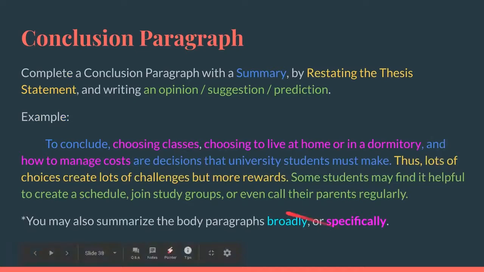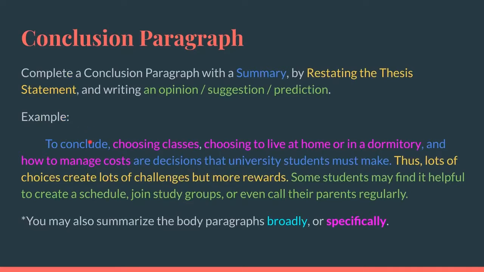Or you can be more specific about it. Choosing classes, choosing to live at home or in a dormitory, and how to manage costs. And I know how to manage costs doesn't sound like a choice, but it actually is, right? Because you have to choose what you're going to buy, how much you're going to save. You might have to choose to get a part-time job. You might choose to maybe start a business or something.